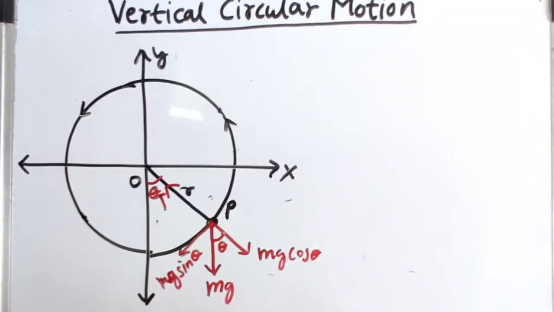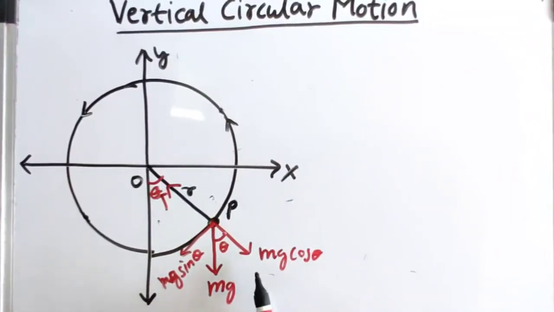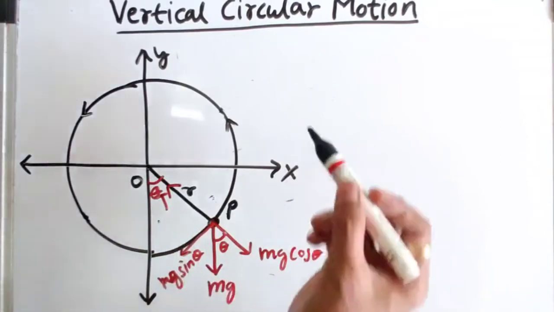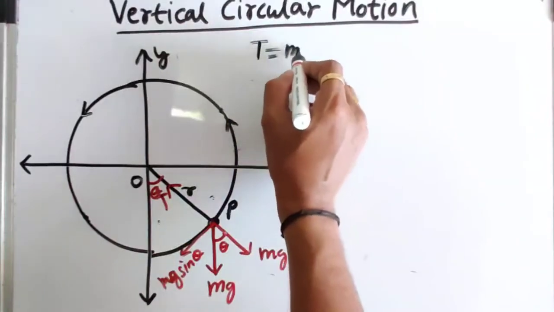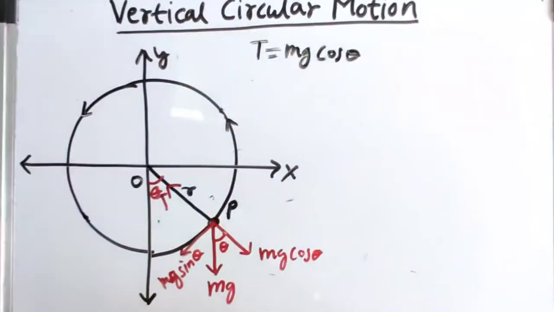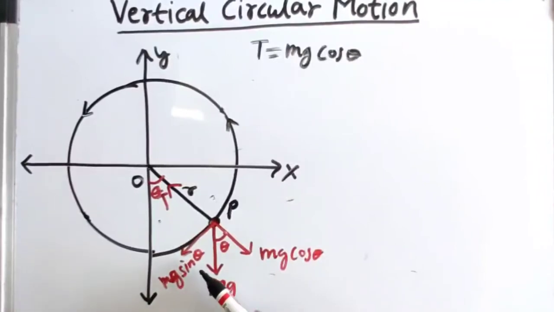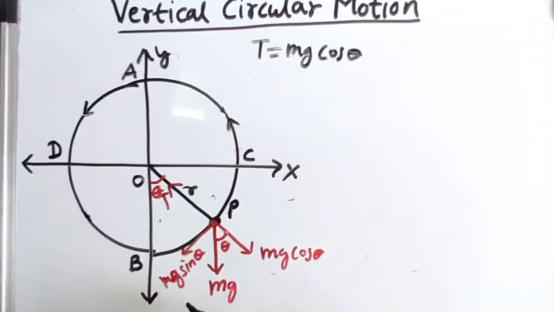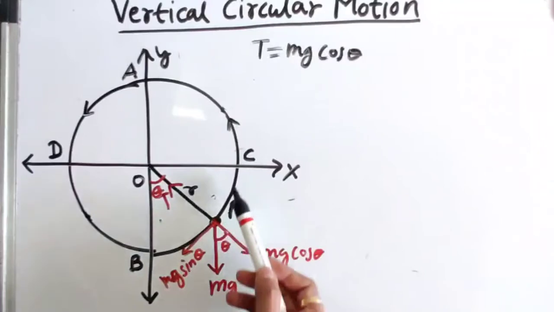As we can see, the component mg cos theta is balanced by the tension T in the string. Therefore we can write T equals mg cos theta. The other component, mg sin theta, is the only component which is unbalanced in this motion, meaning it is not balanced by any other component. So now we will discuss how this unbalanced component mg sin theta affects the vertical circular motion of this particle.